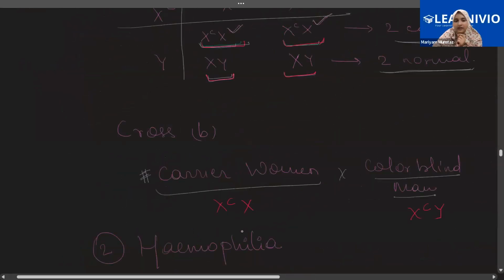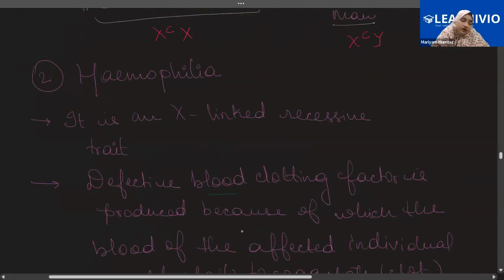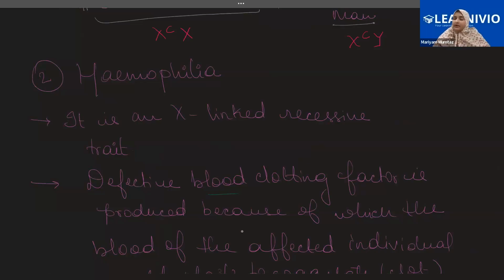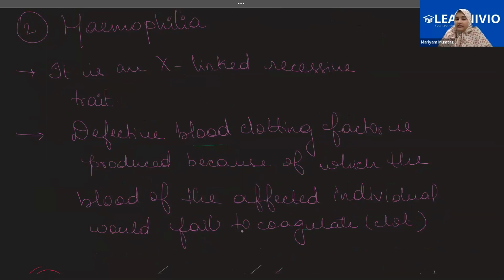Good, very good. All right, so color blindness is clear to you, right? Now we're moving on to the next, that is hemophilia. This is also the same kind, X-linked recessive, okay? But here the disease is different. In hemophilia, defective blood clotting factor is produced.